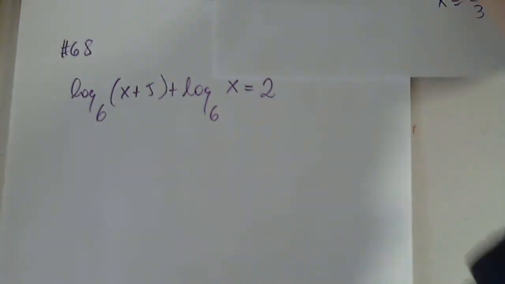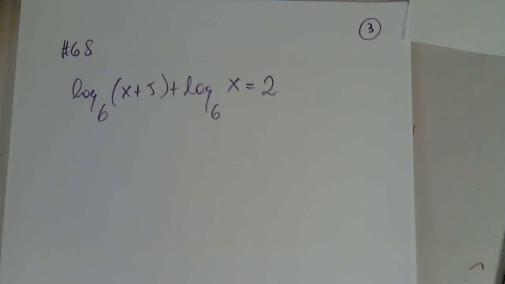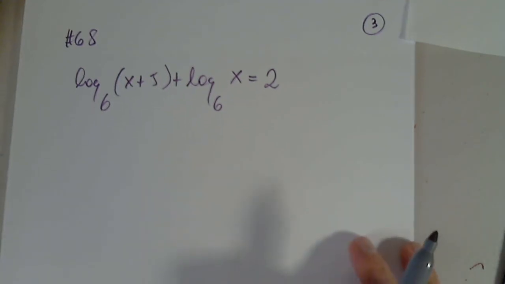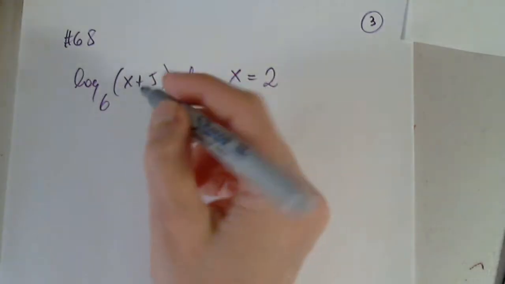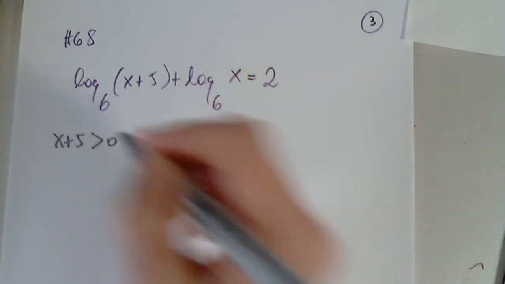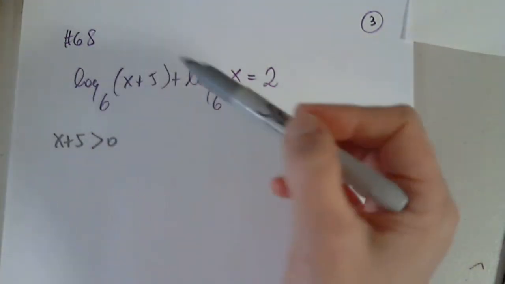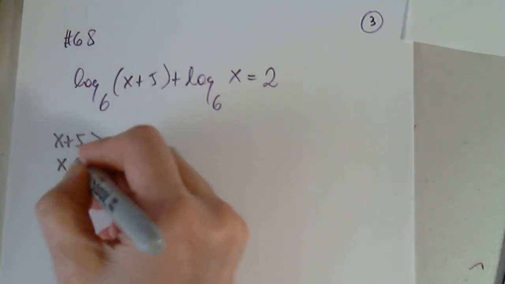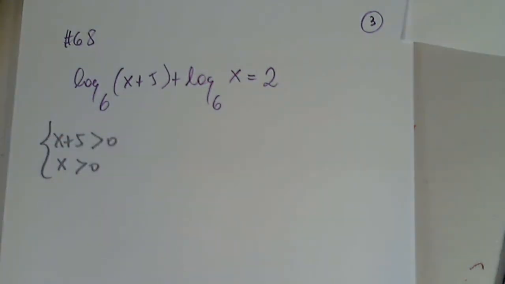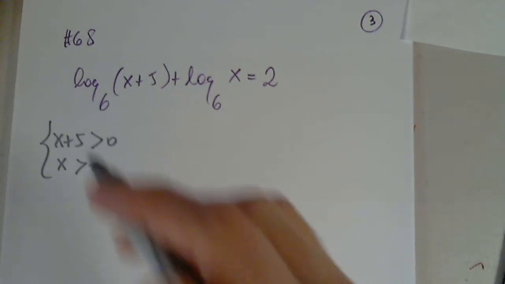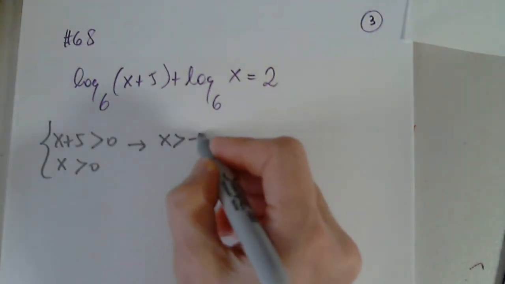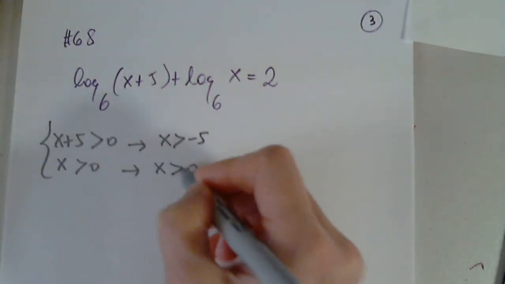Okay, so in this particular case, I see 2 logs. Since I'm going to stick with my method, I'm going to write that x plus 5 has to be positive, because otherwise this log doesn't exist. And then x has to be positive. Now I have 2 conditions, and I have to find their common domain. So this one is greater than negative 5, and this one is greater than 0.